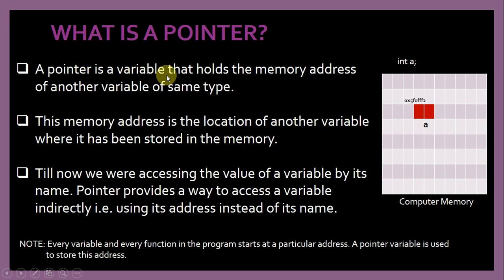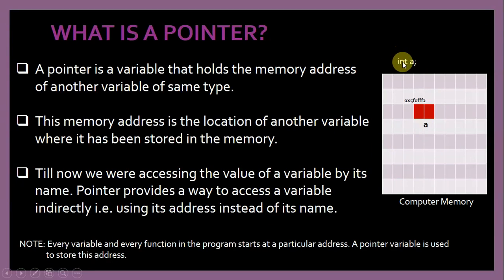A pointer is a variable that holds the memory address of another variable of the same type. Very important to note, it holds the memory address of a variable which is of the same type as the type of the pointer. This memory address is the location where the other variable has been stored in memory. So if a variable is stored at some place, the address of that place will be stored in the pointer. Till now we were accessing the value of a variable by its name, and now a pointer provides a way to access a variable indirectly, that is, using its address instead of its name.